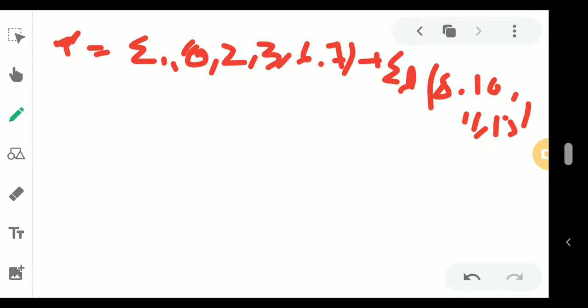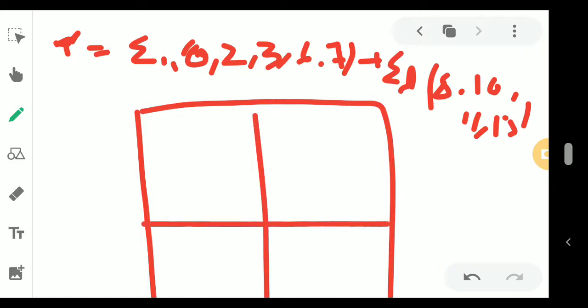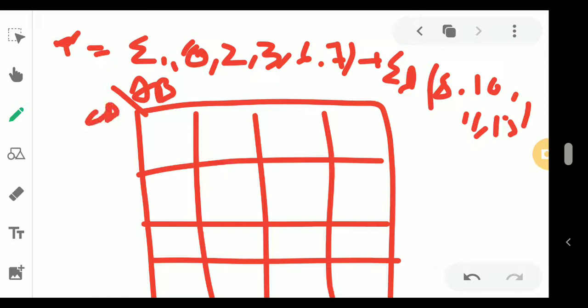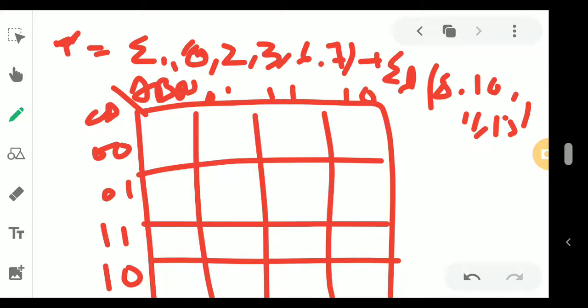Okay, in this way. So now let's make a table. Here I am placing the AB values, and here I am placing the CD values. So properly it is 00, 01, 11, 10, and this one is 00, 01, 11, 10. Now I hope you know the positions as well.